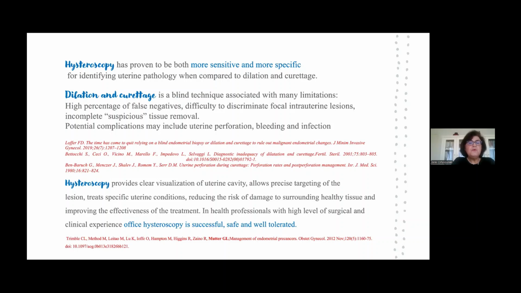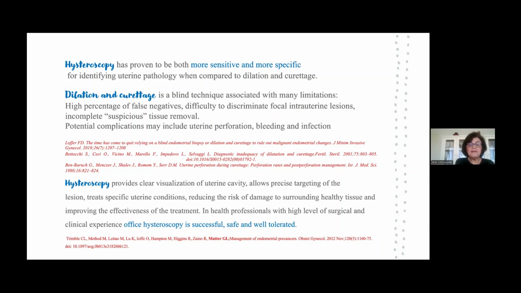Hysteroscopy has proven to be both more sensitive and more specific for identifying uterine pathology when compared to dilation and curettage. Dilation and curettage is a blind technique associated with many limitations, such as a high percentage of false negatives, difficulty discriminating focal intrauterine lesions, and incomplete removal of suspicious tissue. Potential complications may include uterine perforation, bleeding, and infection.